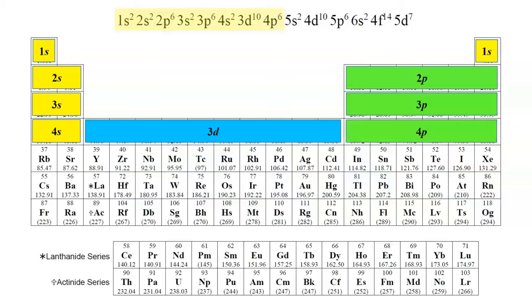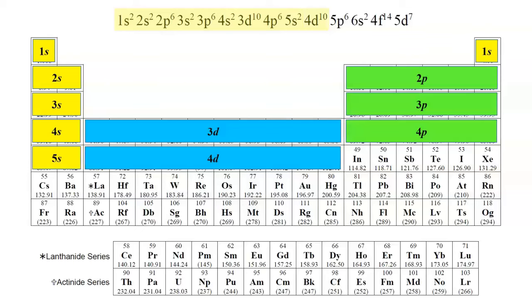Now moving on to the fifth period of the periodic table, it would be 5s2 followed by 4d10 and then 5p6. Now we're in the sixth period of the periodic table, but as you can see, there's a little bit of a break in the sequence. The lanthanide series continues with elements 58 to 71, and that's actually going to be labeled as 4f. So watch what happens next.